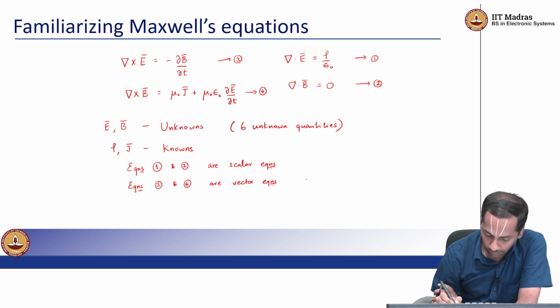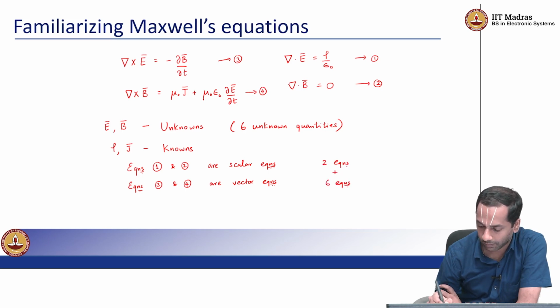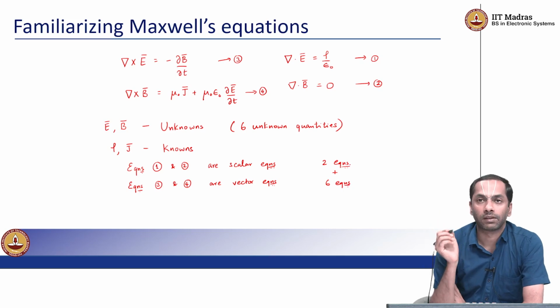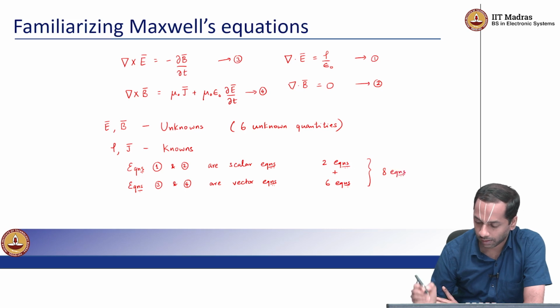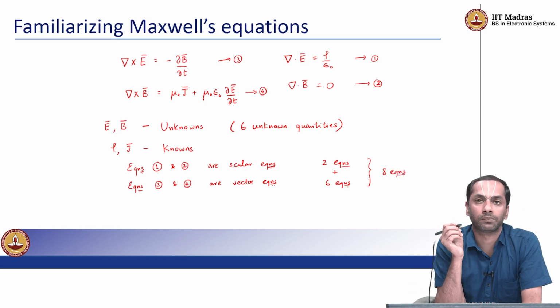So that's a total of, so I get 2 equations plus 3 each for 3 and 4, that's 6 equations, right? So in total, Maxwell's equations encompass 8 equations, right? Now we've sort of overshot, seems very strange, right?